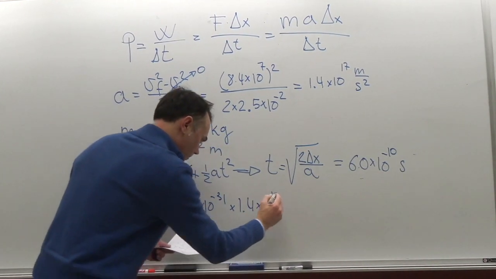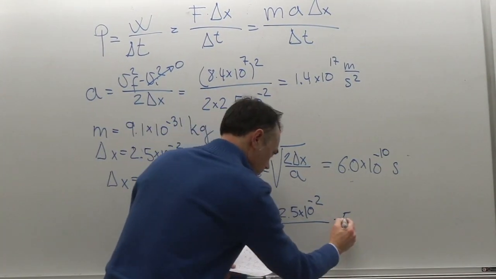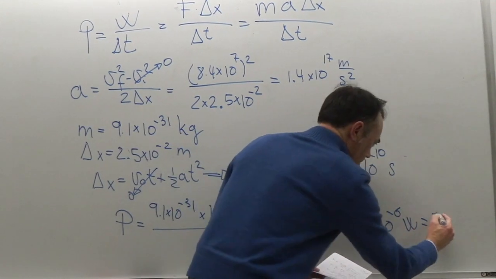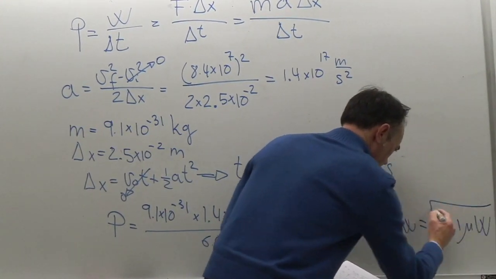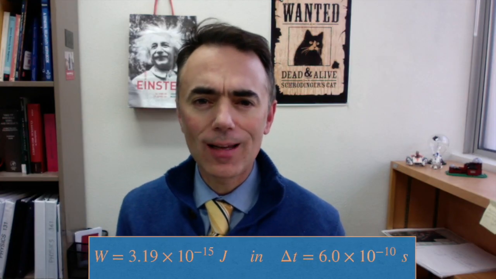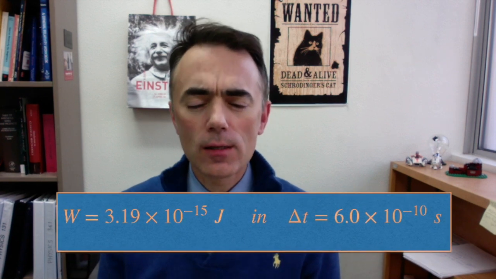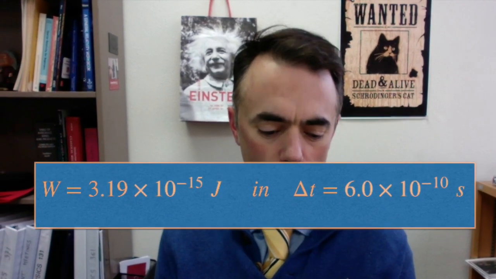Finally, we substitute this into the equation for the power, and we get that the power is 5.31 times 10^-6 watts, or 5.31 microwatts. The TV has done a work on the electron of 3.19 times 10^-15 joules in an interval of 600 picoseconds.